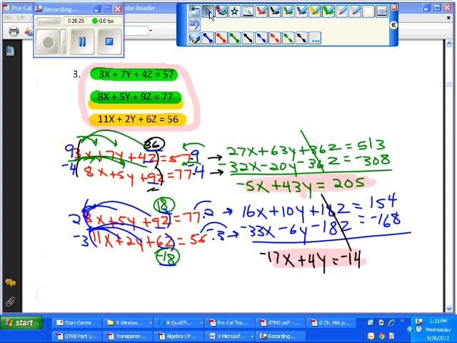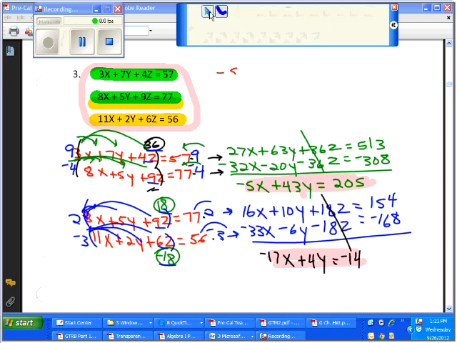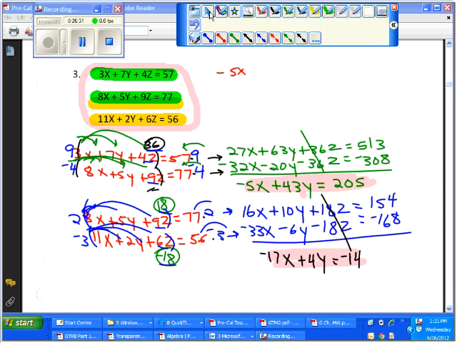I understand that. So we're going to take these two new ones: negative 5x plus 43y equals 205, and then negative 17x plus 4y is equal to negative 14. I'm just looking for a place to put it. If I had done this as a Smart Notebook, I could just extend my page and keep going down. That's what Miss Ballard does.